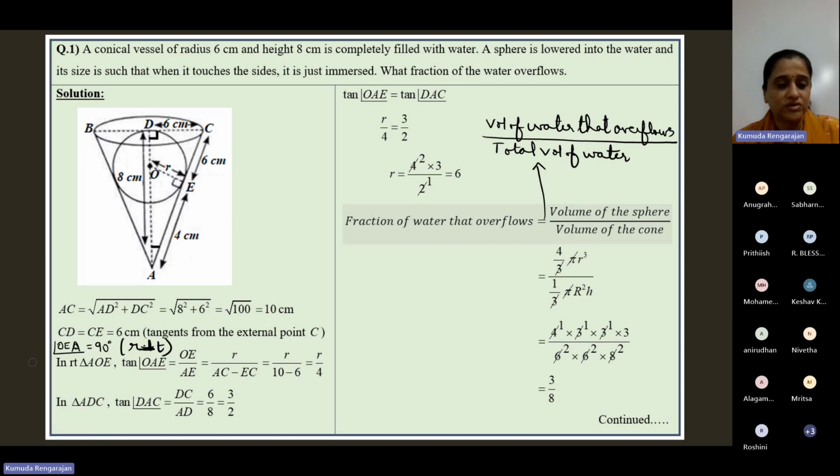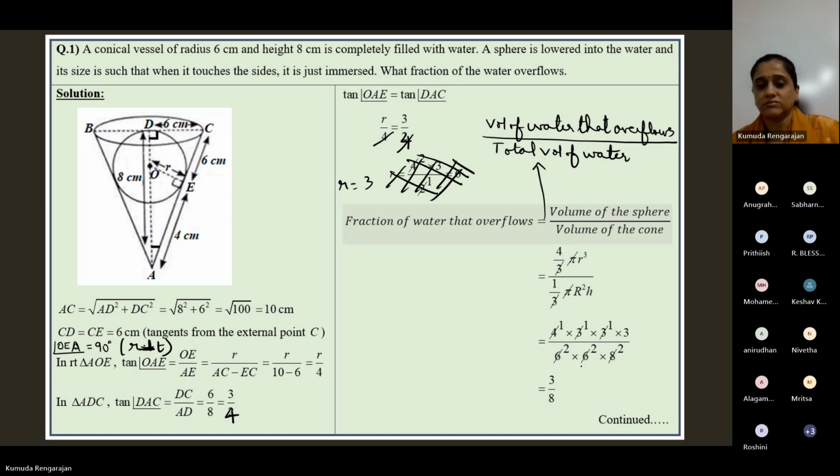Online children, please look at your screen. 6 by 8 is 3 by 4. So here 3 by 4. 4 and 4 get cancelled. So the value of R is 3. All this is correct.